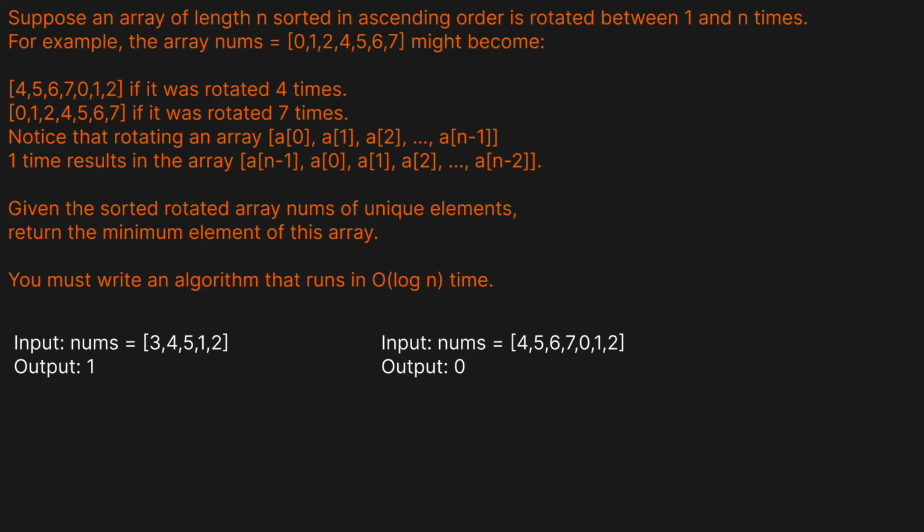Today we're going to be solving Leetcode problem 153, find minimum in rotated sorted array.